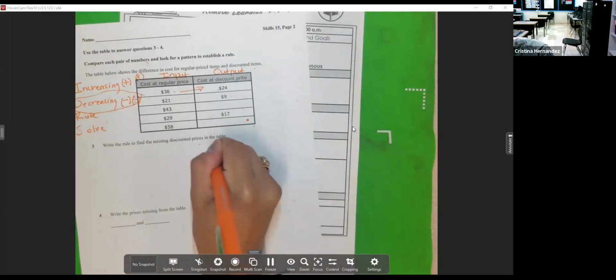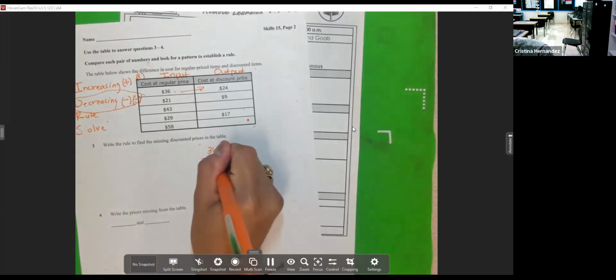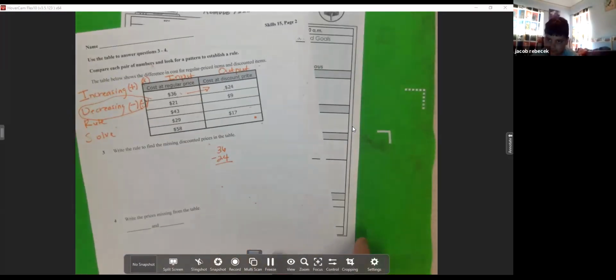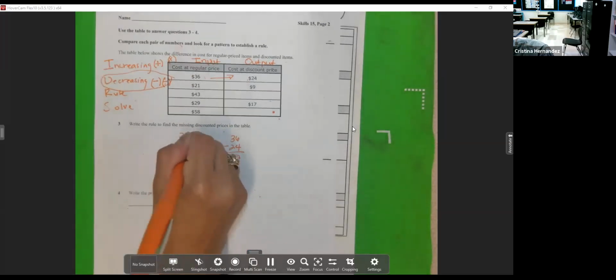So he says, let's try subtracting first. Let's do 36 minus 24. What do we get? I'm just thinking right now, but I think it's 12. Yeah, 12. Maybe. Let's try another one. Let's do 21 minus 9. See if we get 12.